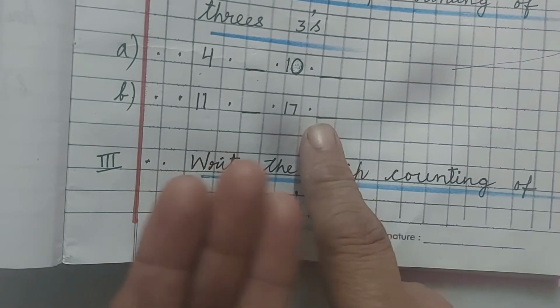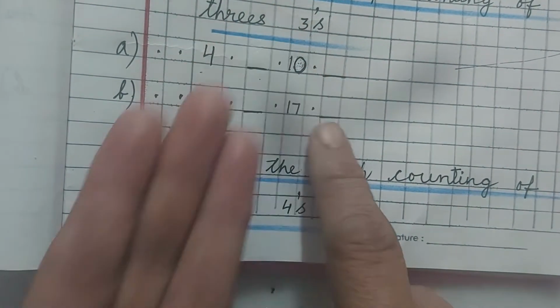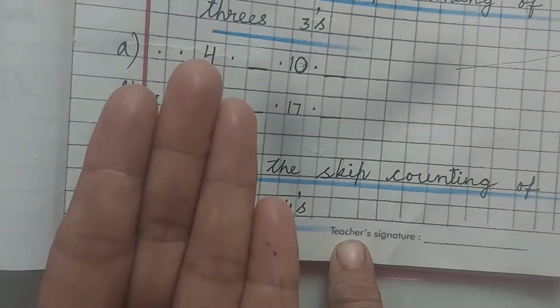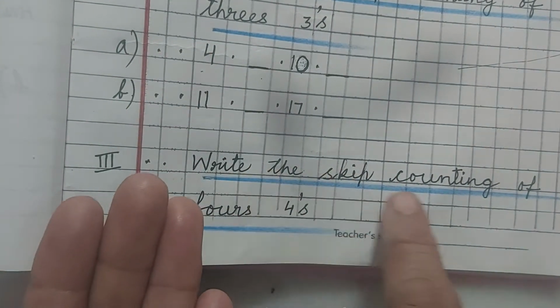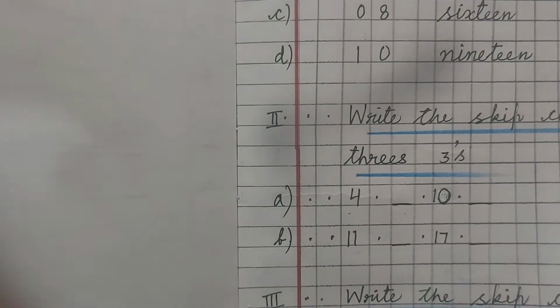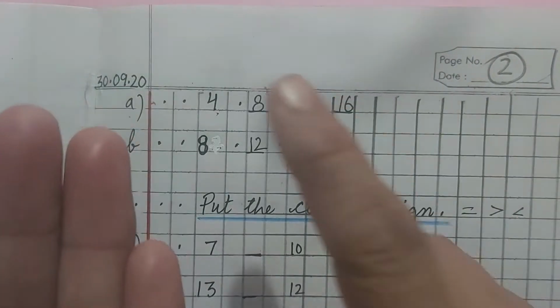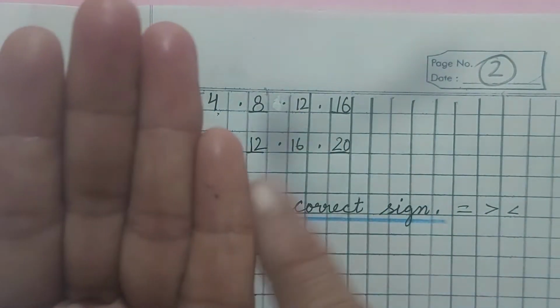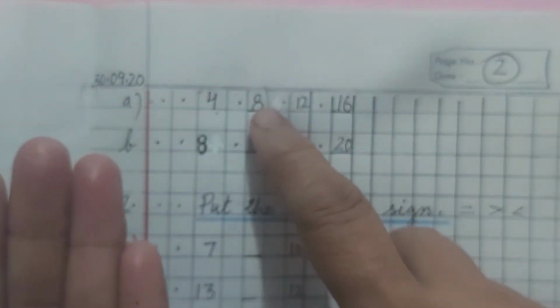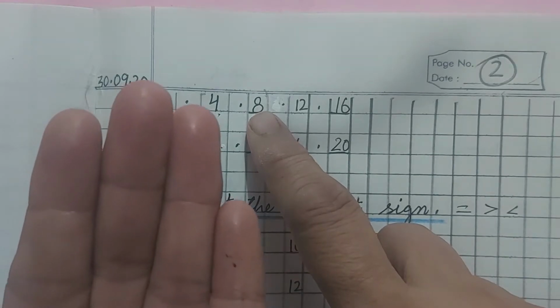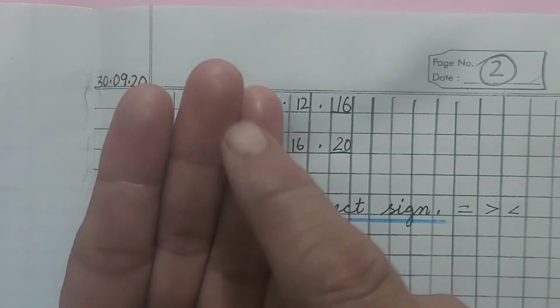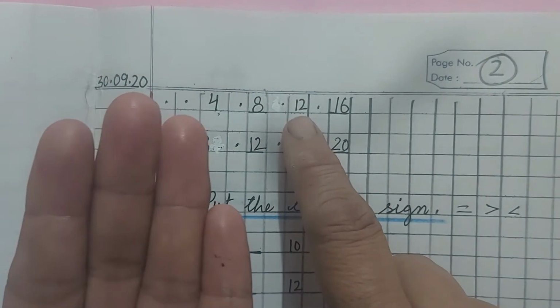Okay. In threes you will take out 3 fingers. In fours you will take out 4 fingers. Write the skip counting of fours. Okay. Now see. 4 fingers take out. 4 in my mind. 5, 6, 7, 8. 8 is written here. 8 will go in mind. 9, 10, 11, 12. 12 you will write here.